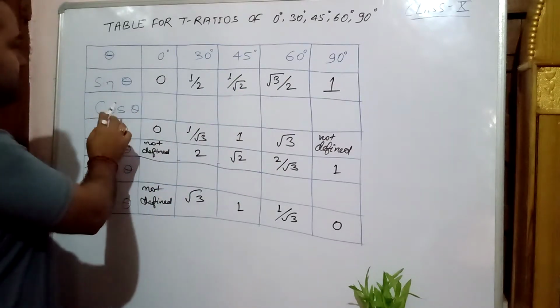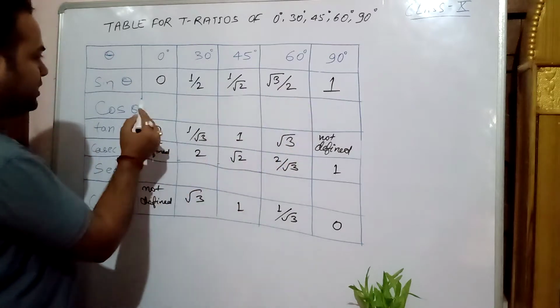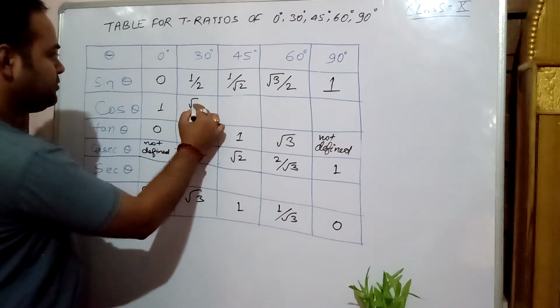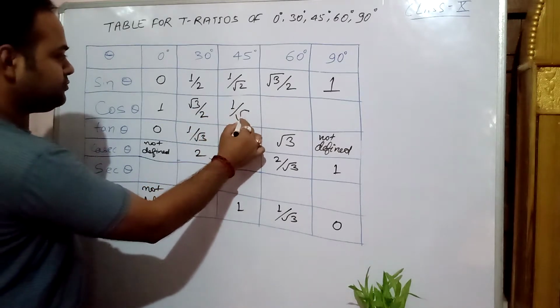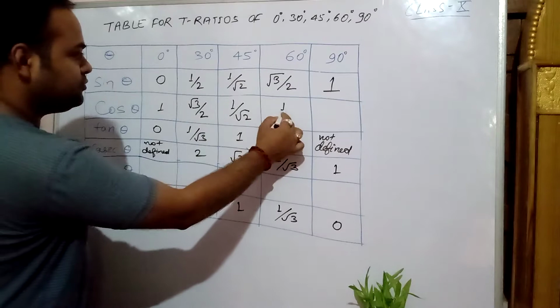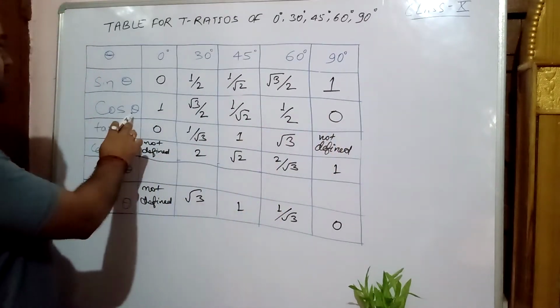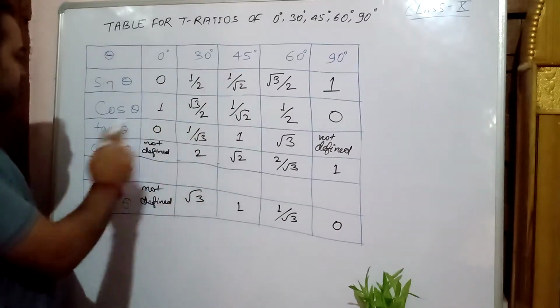Now cos, in cos you have to just reverse all these values, means 1 is here, root 3 by 2 is here, 1 by root 2, 1 by 2 and 0 is here for cos theta at 0 degree, 30 degree, 45 degree, 60 degree, 90 degree.